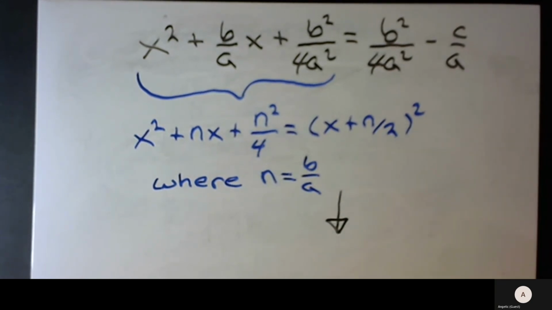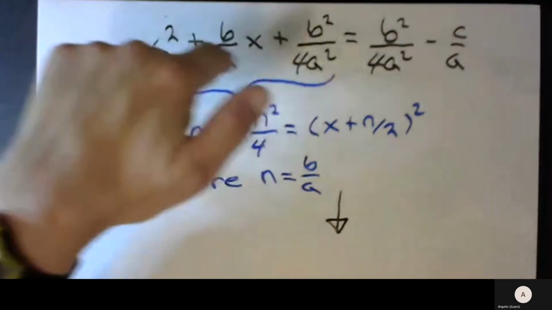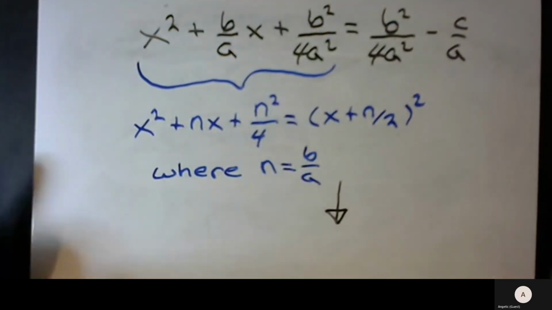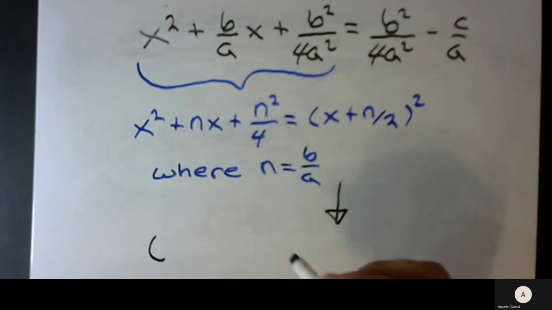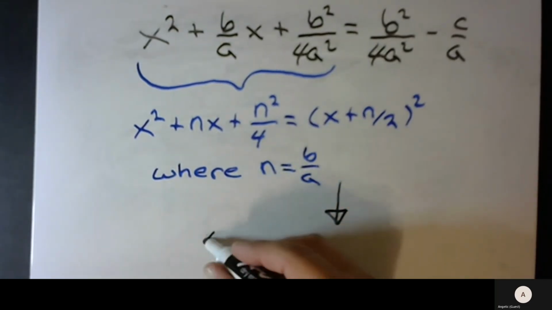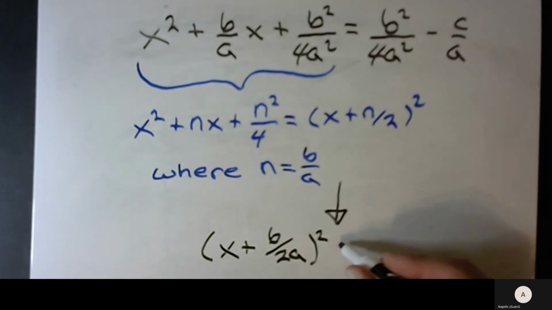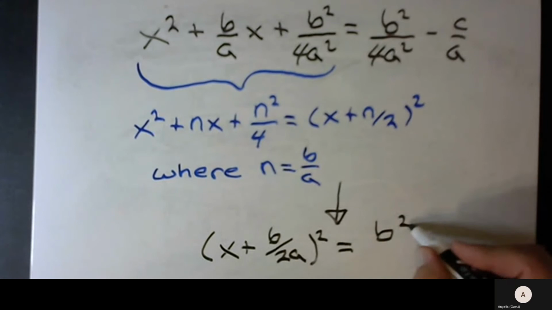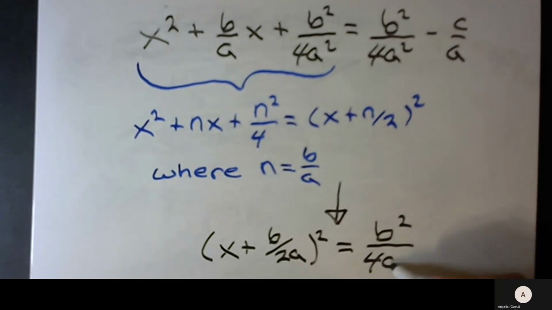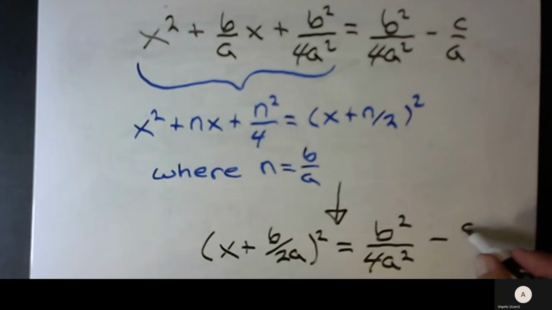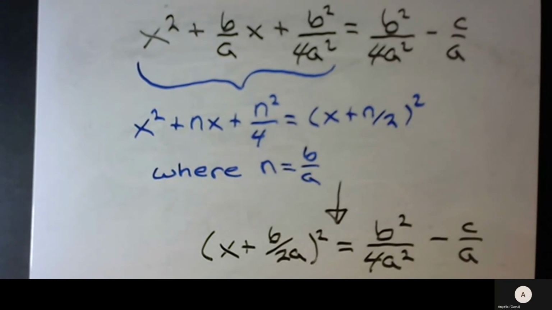And so that'll take us to the next step where this can be rewritten into a different form. x plus b over 2a squared equals b squared over 4a squared minus c over a. I don't know if that helps a little bit or not.